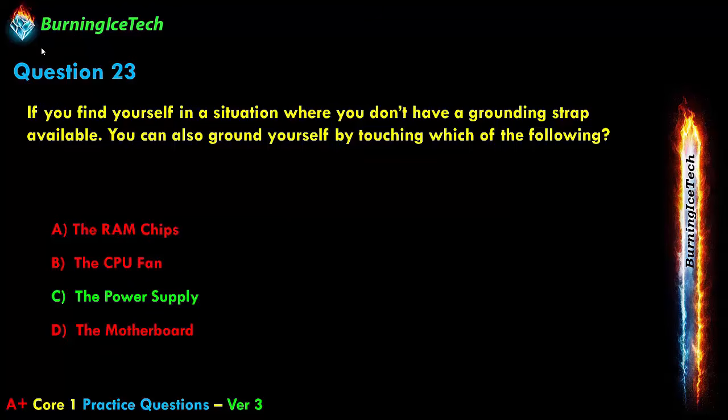Answer D is a circuit board. That is the main circuit board in your computer, and touching that would in fact blow it. So you definitely don't want to do that until you're actually grounded. So the answer is and remains C.